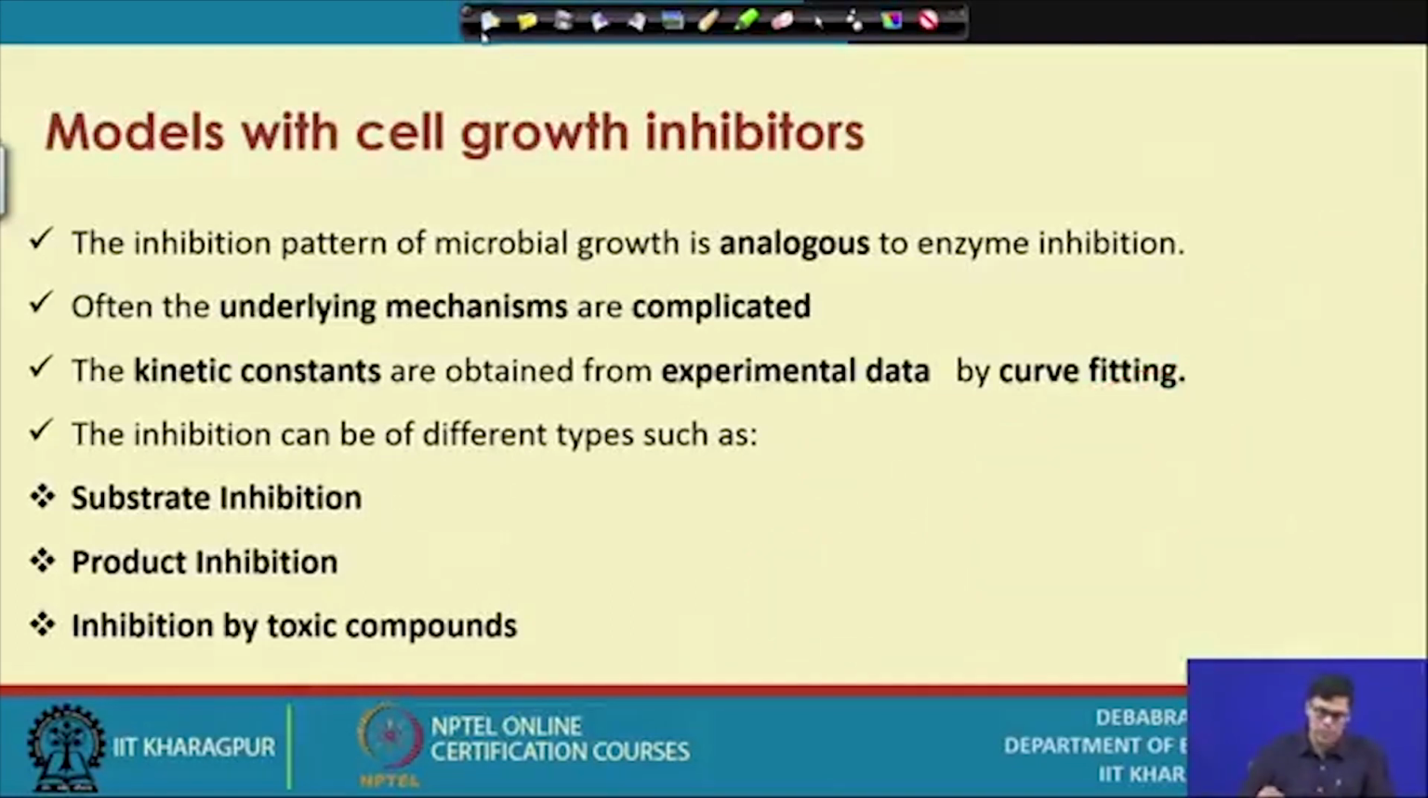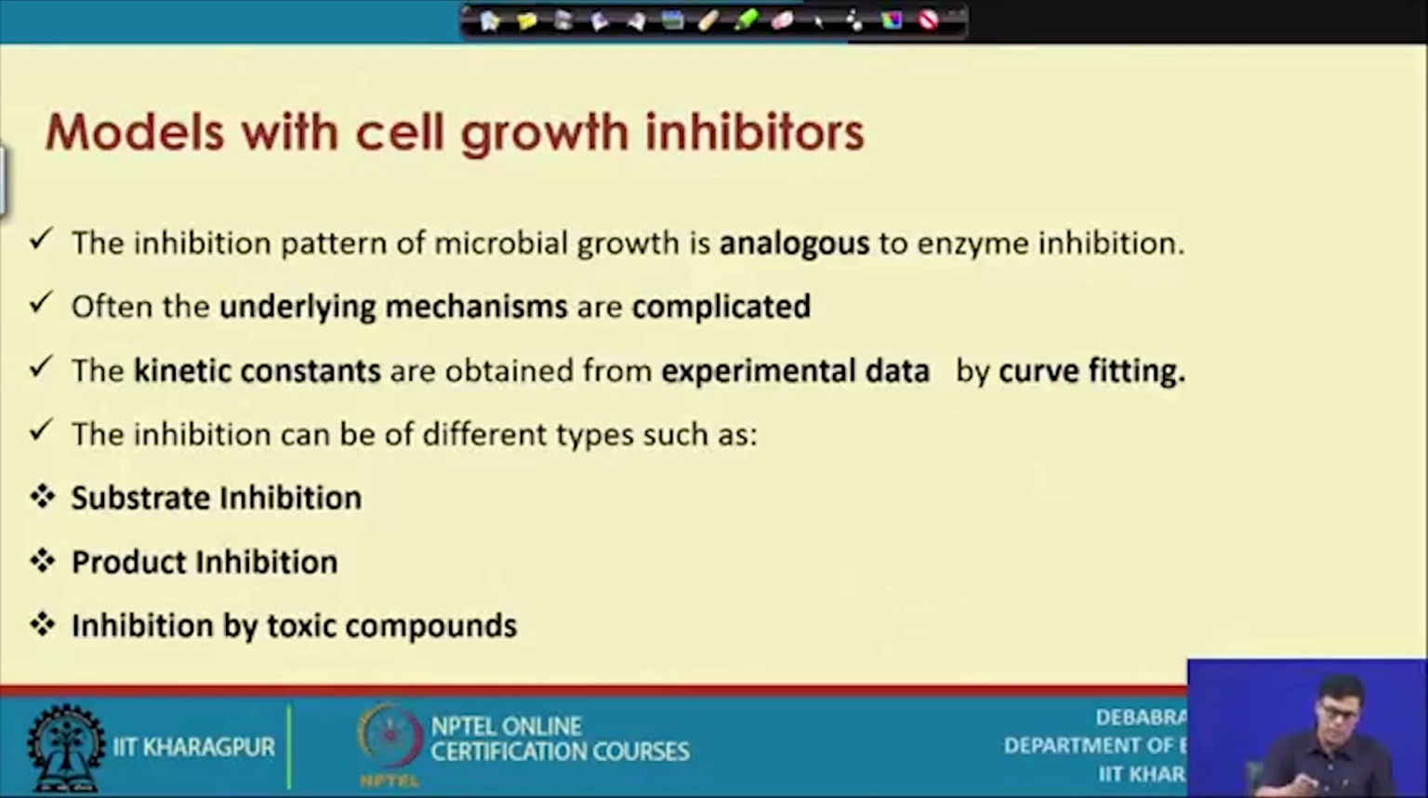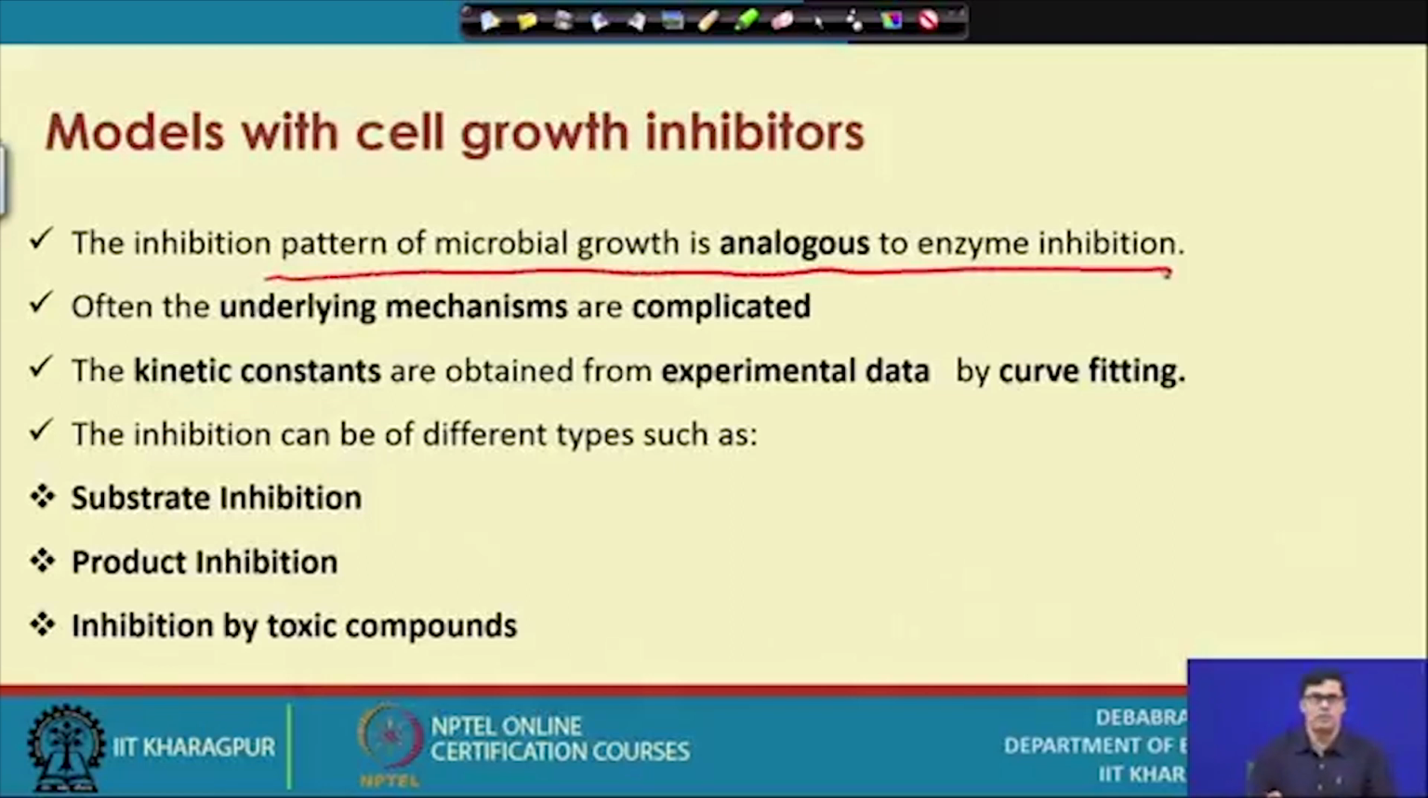Now when we discussed enzymatic reaction kinetics, we pointed out that in case of enzyme, this is a substrate, am I right? The enzyme also has substrate inhibition. When an individual substrate interacts with the active site, it gives the product. But when two substrates try to interact with the same active site, then we find some kind of inhibition takes place. So this we explained during the enzymatic reaction kinetics. The inhibition pattern of microbial growth is analogous to enzyme inhibition. This is exactly what I want to explain.